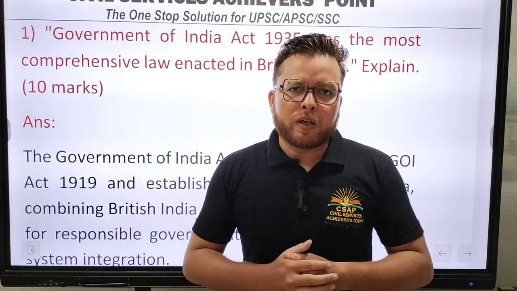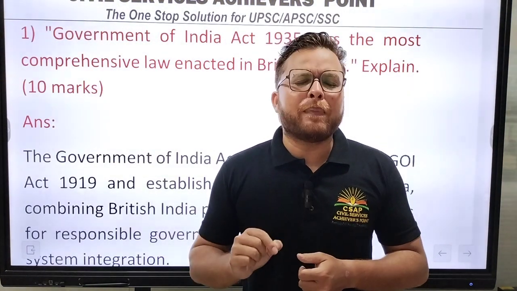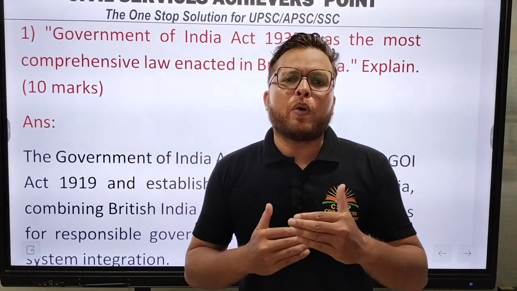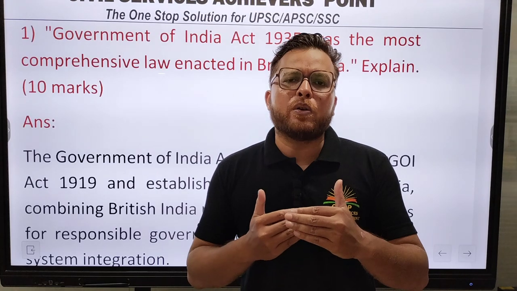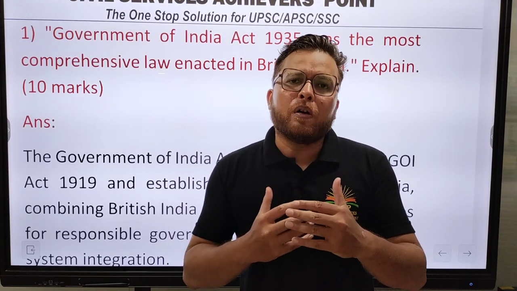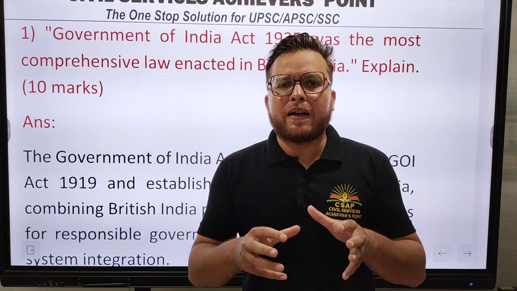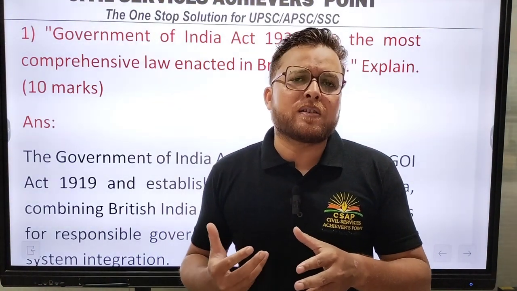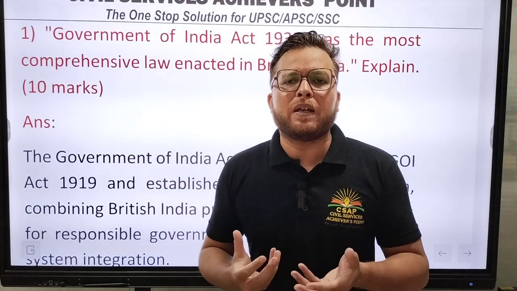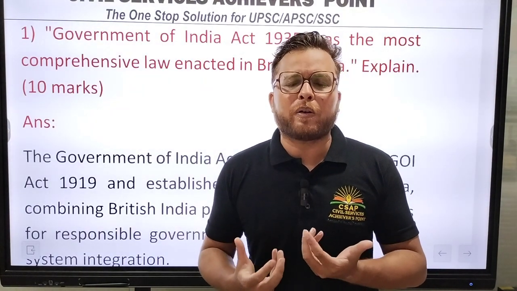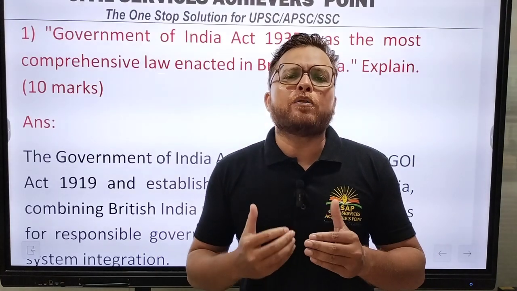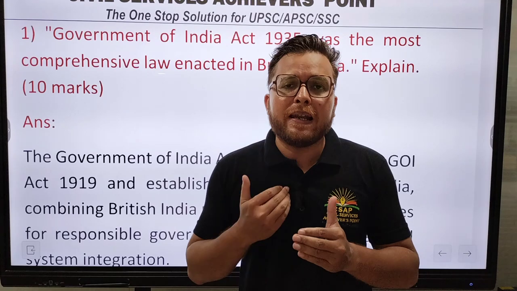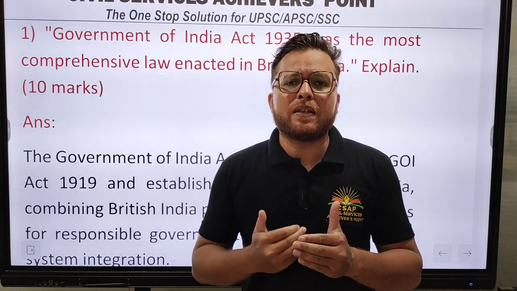Then, number four, another thing which will come under All India Federation is three lists, in order to do what? In order to distribute the subjects, or you can say in order to promote some kind of federalism. You all must be knowing the meaning of federalism. It's a very important part of Indian polity. Now, to promote some kind of federalism, three lists were introduced: union list, concurrent list, and provincial list.